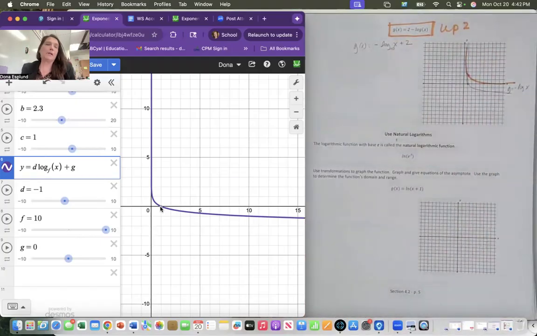In the next lesson, we're going to get into the homework assignments, and I'm going to show you a little bit on how to graph some of those from your homework.